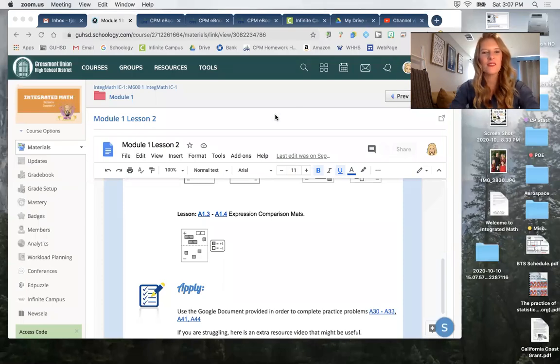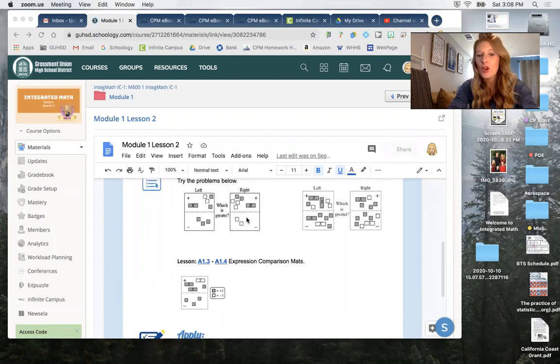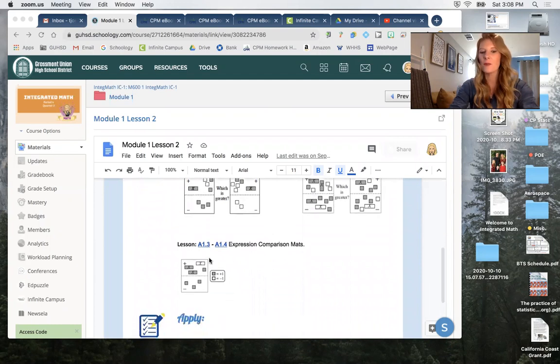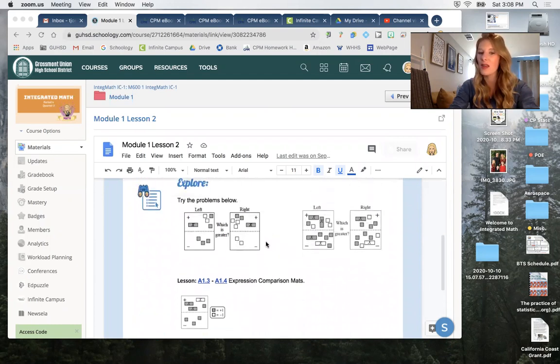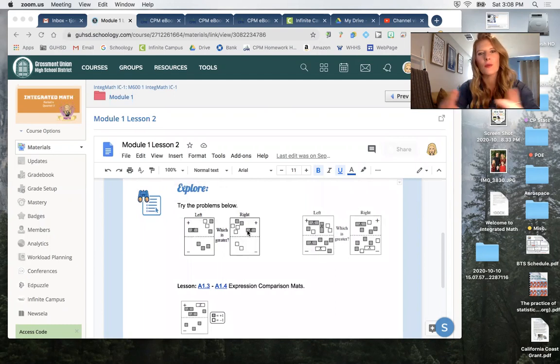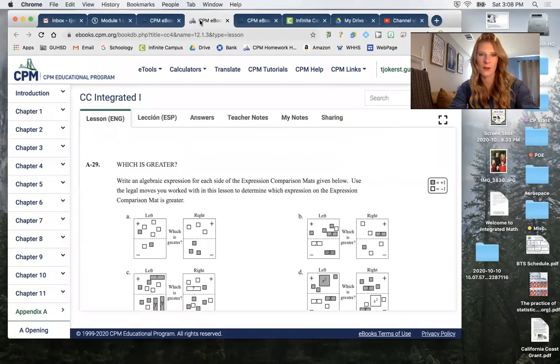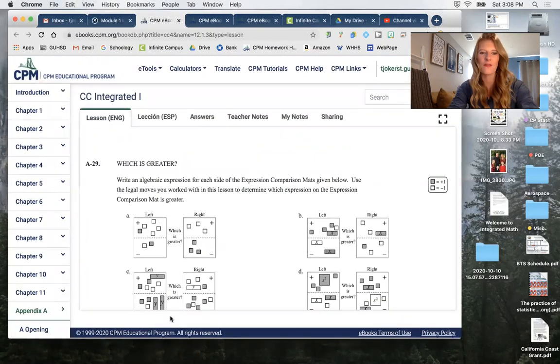Okay, we are in lesson 2, module 2, and we will get started on comparing two different expression mats. Last time we talked about an expression mat, but this time we're going to be comparing two different ones to see which one is greater. So I'm going to get into the CPM book, and let's see here.